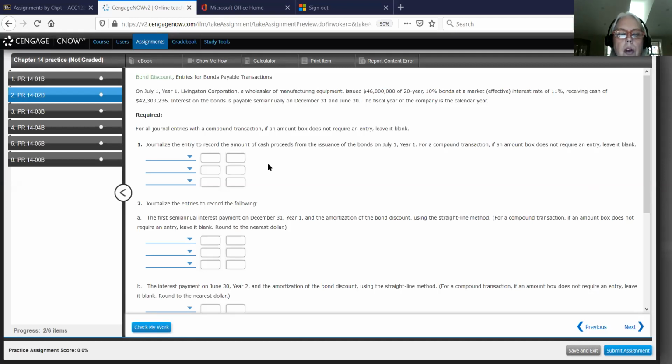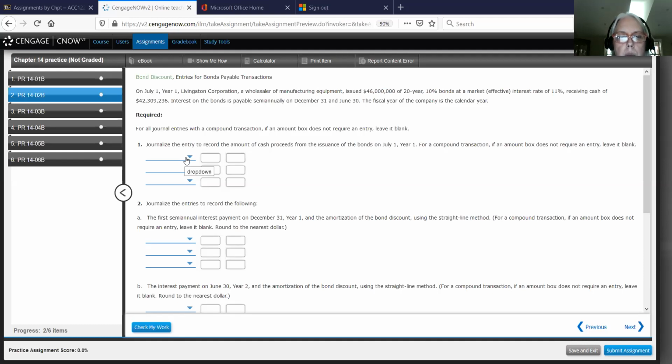Okay, so all the given information is right here, and I've repeated that for you already in the Excel spreadsheet, so I know you can read this and see that this is the given information. So I'm going to go on to requirement number 1. We're going to journalize the entry to record the amount of the cash proceeds from the issuance of the bonds at July 1st in year 1. For a compound transaction, if an amount box does not require an entry, you're going to leave it blank. All right, so we're just recording the cash proceeds.